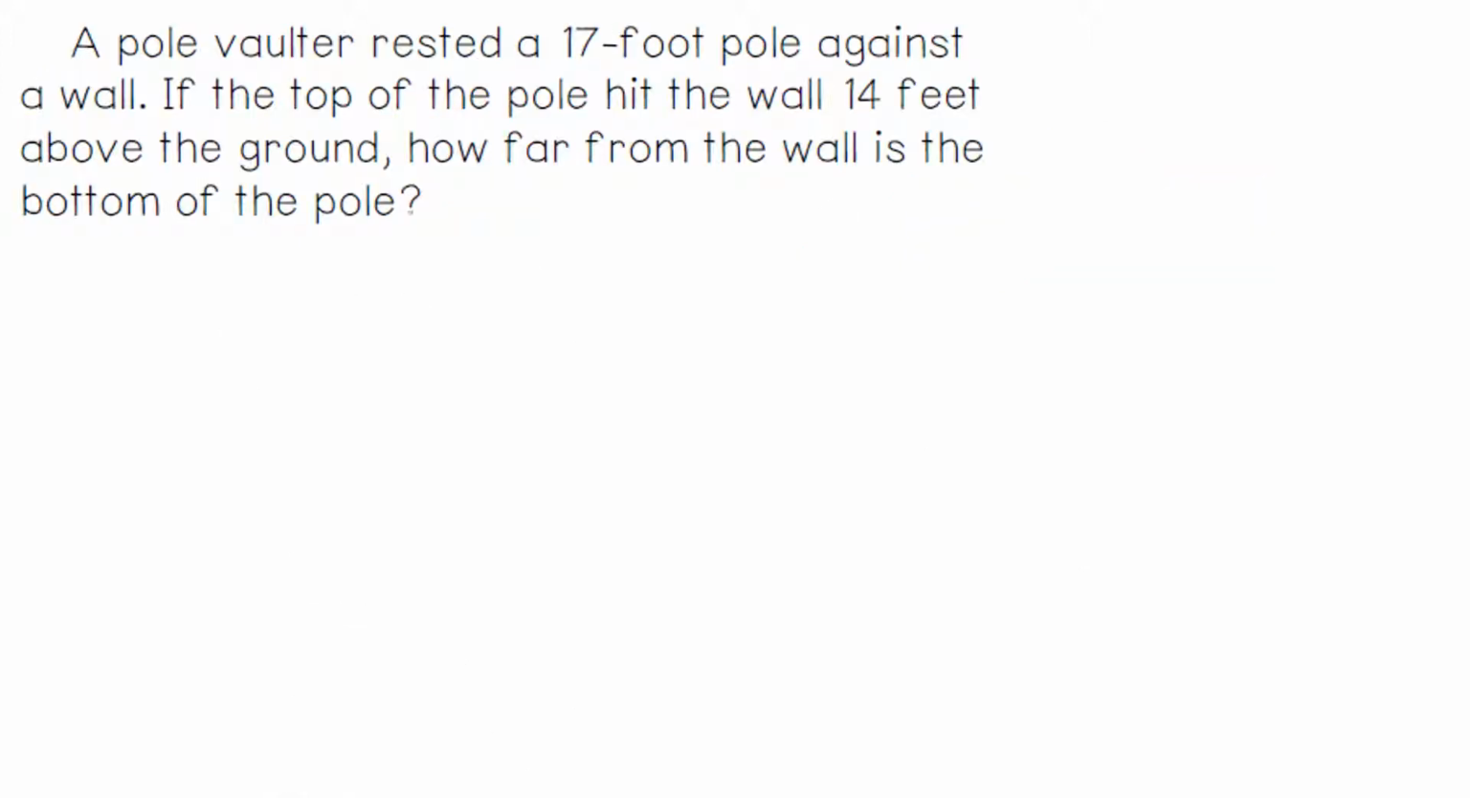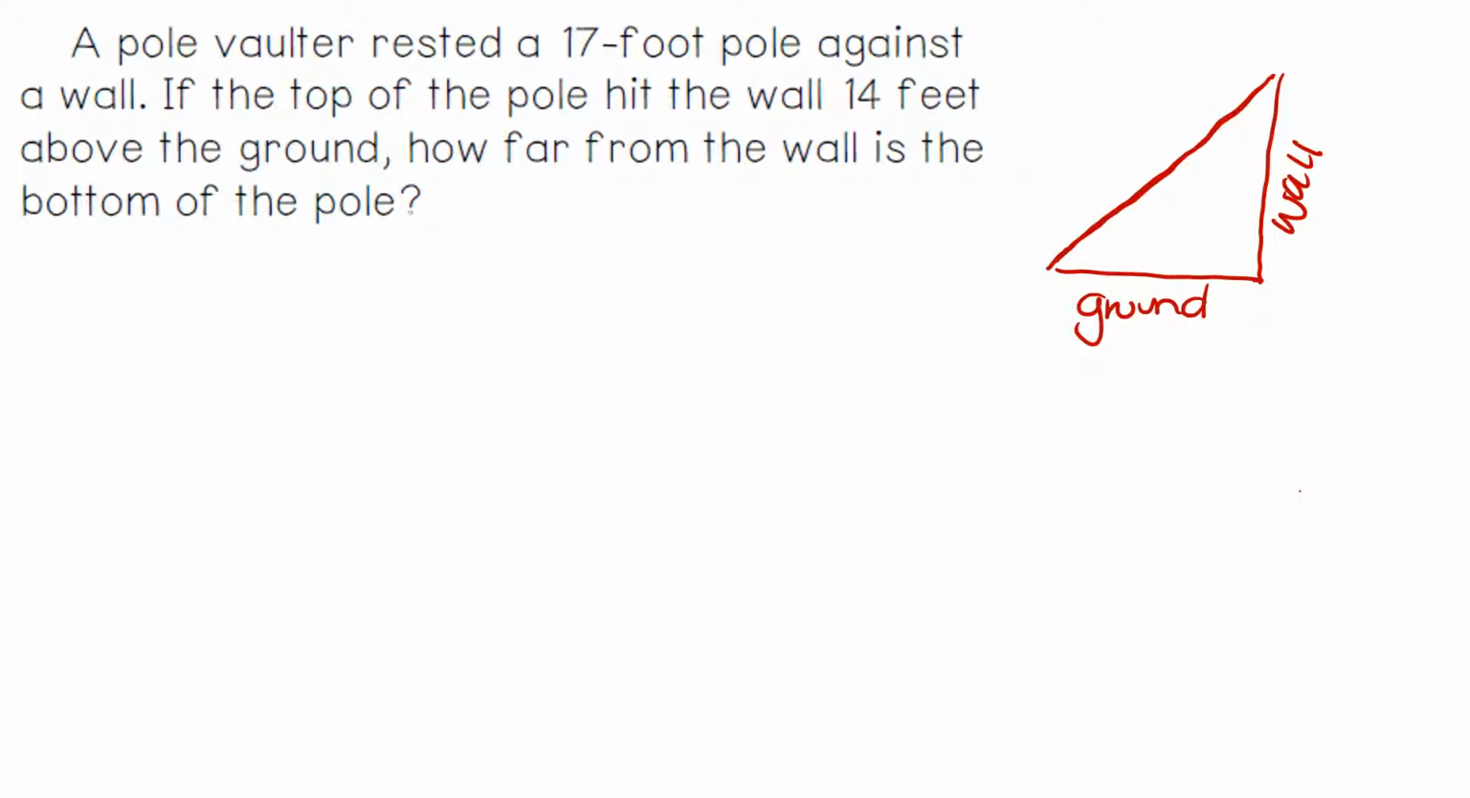A pole vaulter rested a 17-foot pole against a wall. If the top of the pole hit the wall 14 feet above the ground, how far from the wall is the bottom of the pole? So for this problem, I have the ground. We're talking about that, so that's the flat line. And we have a wall going straight up. Looking at this shape from the ground and the wall, we have the pole going diagonally across.